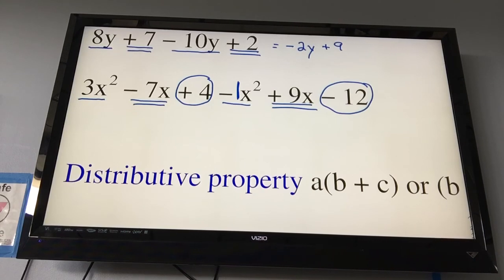So, the x squared, positive 3 minus 1 is positive 2. Positive 9 and minus 7 is positive 2x. And then my constant terms, the numbers without x's, positive 4 and minus 12 is minus 8. And again, I am not particular about the order of the answer as long as your numbers and signs are correct, okay?